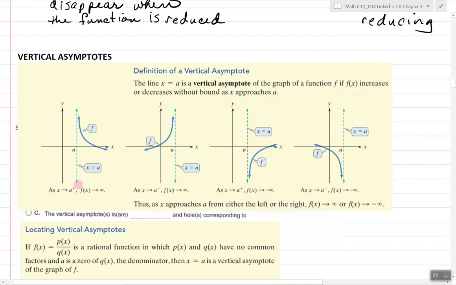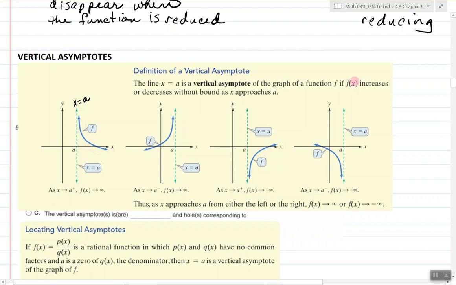You have a vertical asymptote if, let's suppose that this is the line x equals a. Maybe x equals 2 or x equals 5. As the x's of the function get closer to a, the graph is never going to cross a. It is going to either shoot up toward +infinity, or here's an example over here. As it gets closer to a, the graph is going to shoot down toward -infinity. So that's what they're talking about.